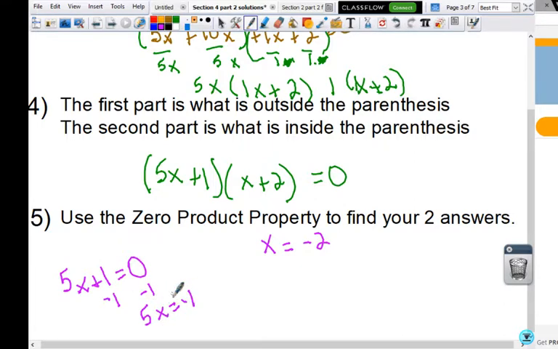And then how do I get rid of this 5? Divide. I'm going to divide it. And I'm going to get x equals, and I'm just going to leave it as a fraction. I don't care about decimals today. Negative 1 over 5.